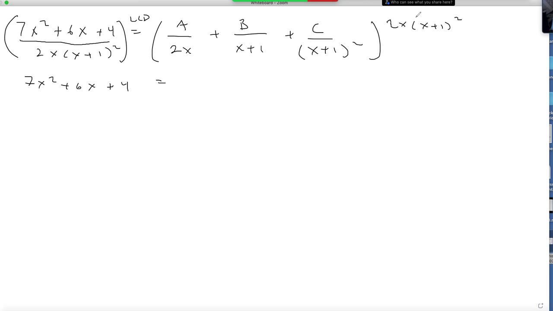And this side, those two x's will cancel, so we'll have a times x plus 1 squared, and then one of those will cancel with the b, so we'll have b times 2x. I'll clean that up here a little bit. x plus 1, and those would cancel, so I would have c times 2x.